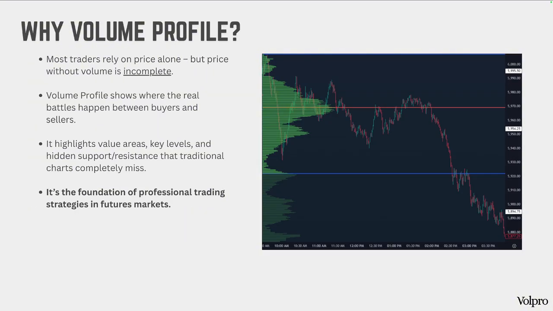So why volume profile? Why is it important to learn how to use this tool? Most traders, specifically retail traders, rely on price alone, but price without volume is an incomplete picture. Volume profile shows us where the real battles happen between buyers and sellers, effectively showing us what's happening behind the candlesticks. Without a tool like volume, you're just looking at the open, high, low, and close of price and nothing else. Volume profile also highlights value areas, key levels, and hidden support and resistance levels that most traditional charts, if not all traditional charts, will completely miss.